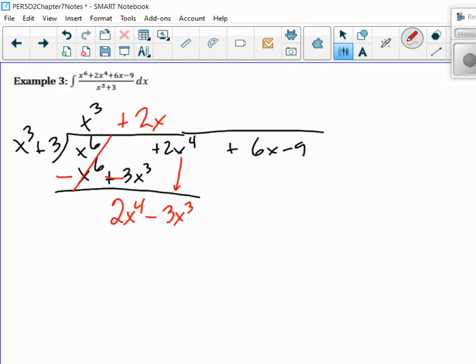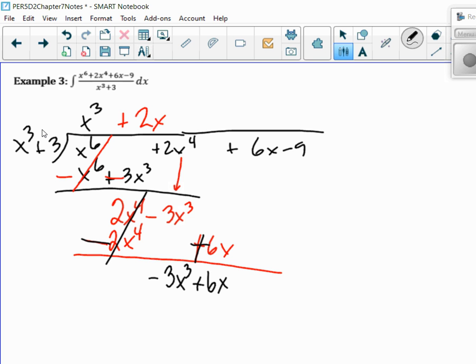2x times, so then we get 2x to the power 4 plus 6x. Well, that doesn't subtract, so I'm going to actually move that a little over. Okay, so then I'm going to switch the signs. Switch the signs. I should do that in a different color here. Switch the signs. That cancels. Then I get minus 3x cubed plus 6x.